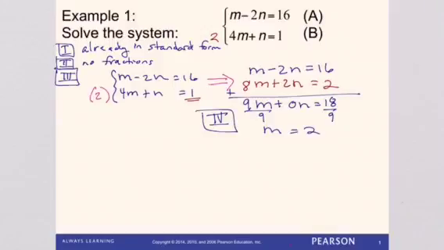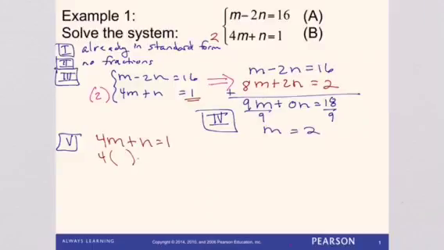Now, step 5, we are going to substitute m equals 2 into one of the equations. We can use whichever equation we want. I'm going to use the second equation simply because I can see that it might be a little bit easier, but it really doesn't matter.